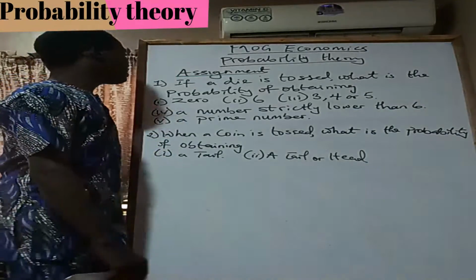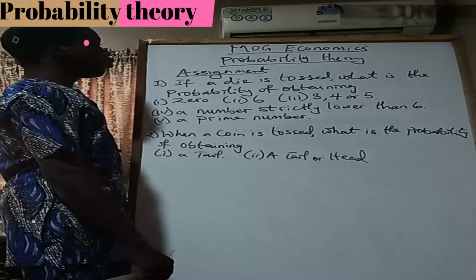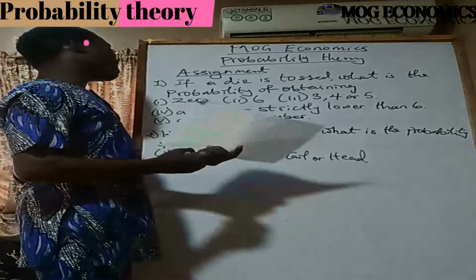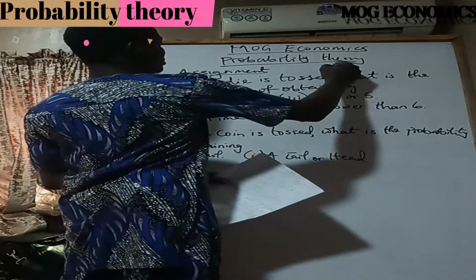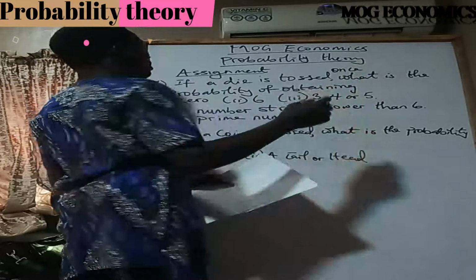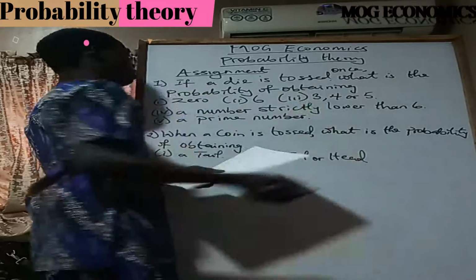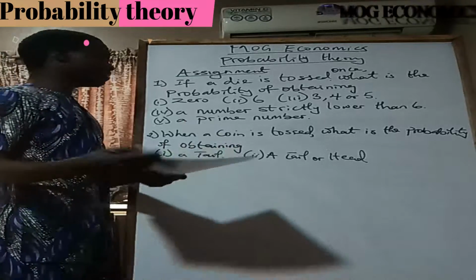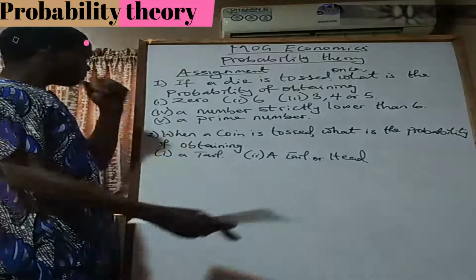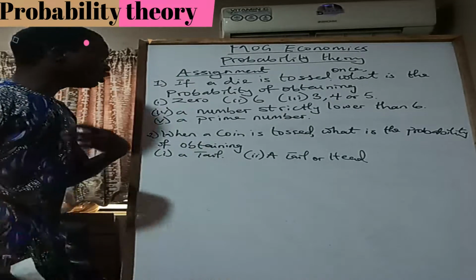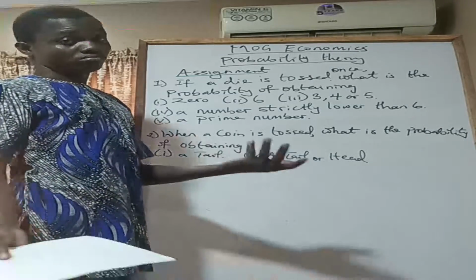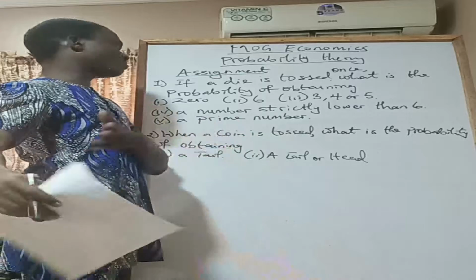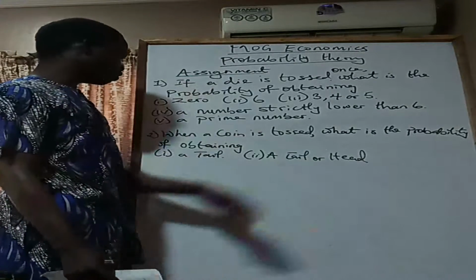Alright, we got this assignment. If a die is tossed once, what is the probability of obtaining a 1, a 0, a 6, a 3, 4, or 5? IV, a number strictly lower than 6. Then a prime number. So just look at the sample space, identify which of them is a prime number, and then do what you're supposed to do.